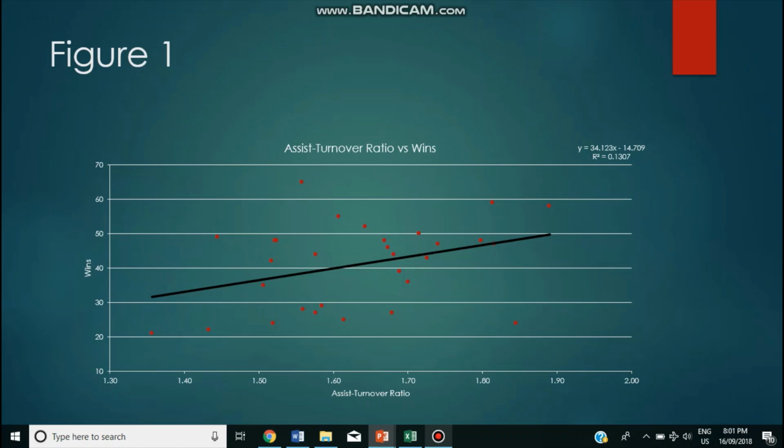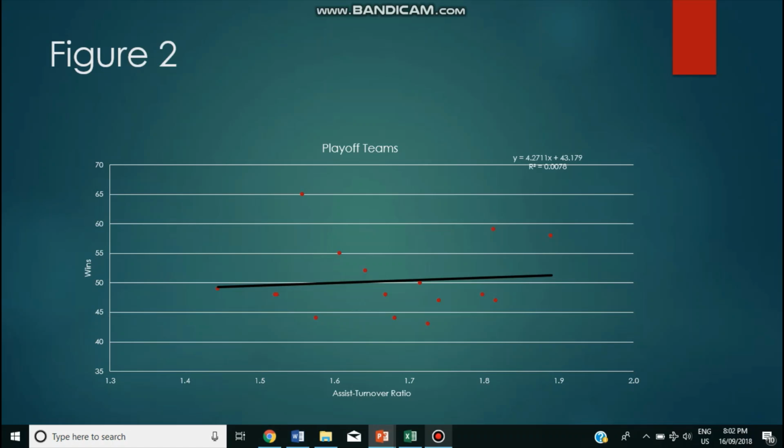Figure 1 depicts the assist-to-turnover ratio against the total wins for each team during the 2017-2018 NBA season. Given the coefficient of determination is relatively low, showing minor relationship, the next step was obviously to divide the population. The first of which are teams that made the playoffs versus teams that didn't, to try and find a stronger linear correlation. As can be seen in Figure 2, there is even less of a linear relationship.